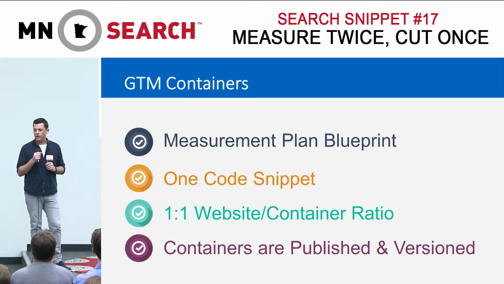One last concept to know that's important: containers are published in versions. What that means is that you can work in something that's kind of like a development environment and get all your tags in place and test them, make sure they're working properly before you publish them. And when you publish them, they're versioned. So you can roll back if you have to, if you make a mistake or something like that, which is really handy.